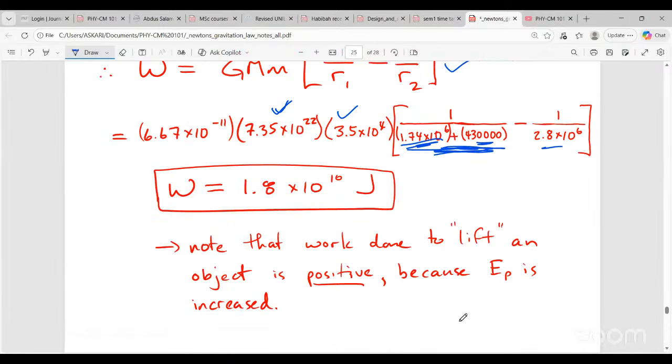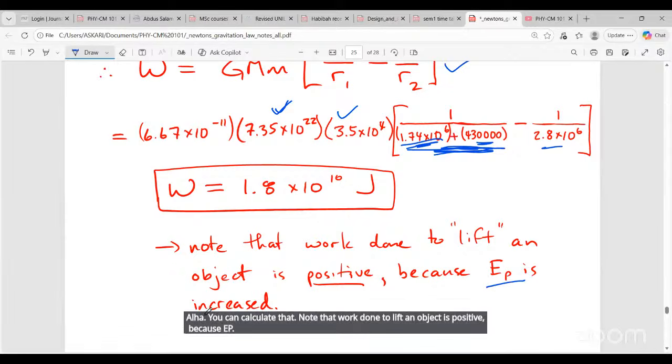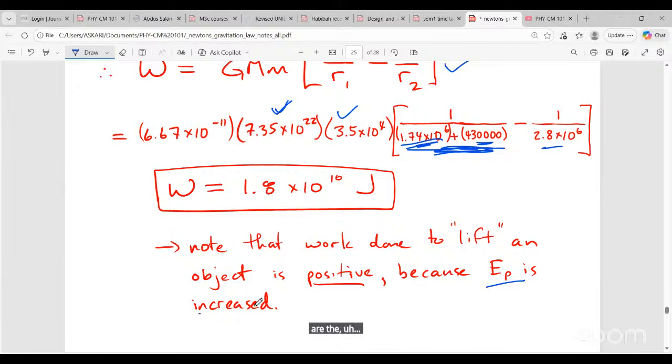You can calculate that. Note that work done to lift an object is positive because the gravitational potential energy is increased. That's why it's positive.